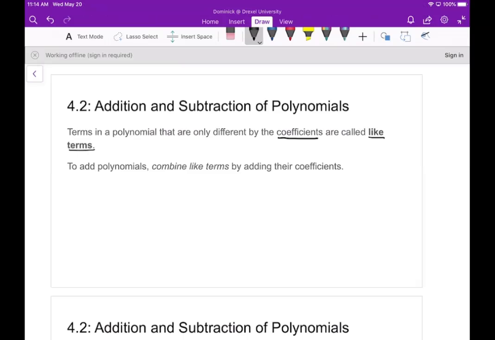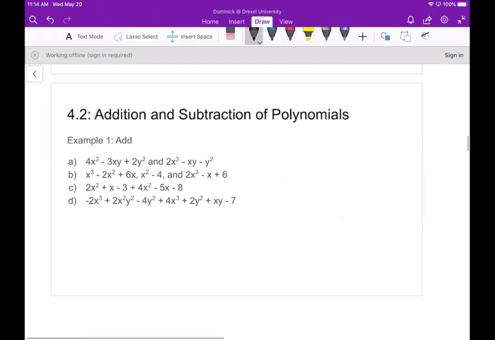That means that if you have terms that have the same variables to the same powers appearing multiple times, you can then combine them. We usually refer to that as combining like terms, and you'll simply add the coefficients. So let's do a couple examples of that.